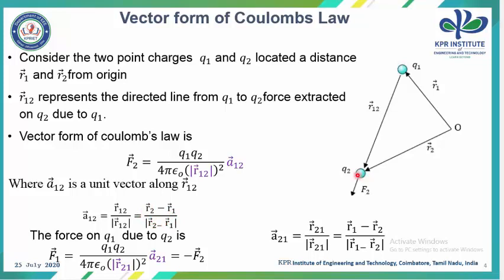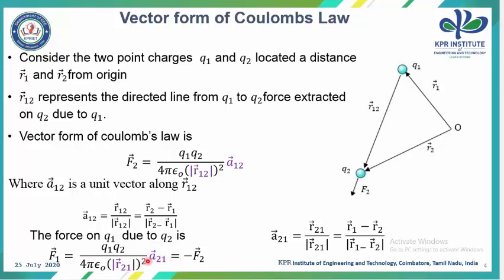Now instead of finding the charge on Q2, we are going to find the force on Q1 due to Q2. In such a case, the force is represented by F1. So F1 is equal to Q1 Q2 divided by 4 pi epsilon naught epsilon r, here epsilon r equal to 1, into R21 the whole squared. Here the unit vector is also A21.